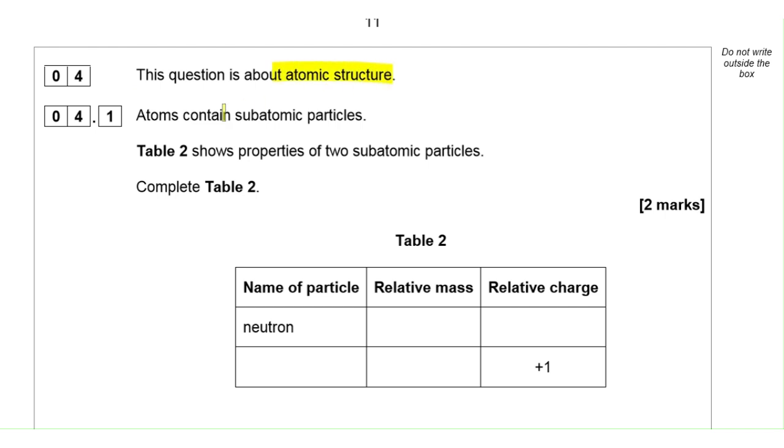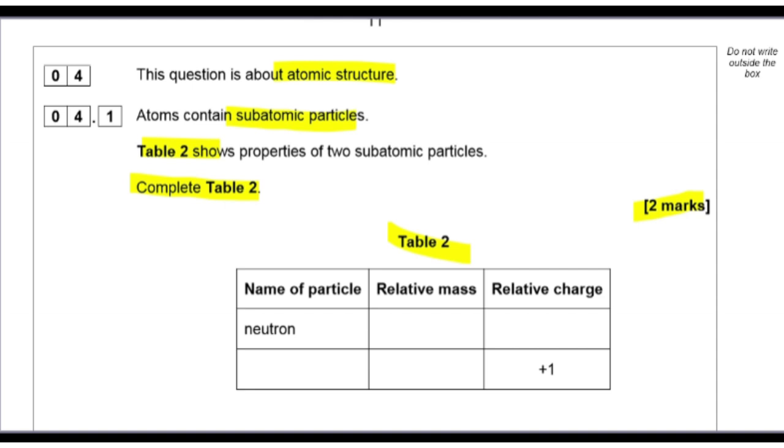This question is about atomic structure. 4.1. Atoms contain subatomic particles. Table 2 shows the properties of 2 subatomic particles. Complete Table 2 for 2 marks.